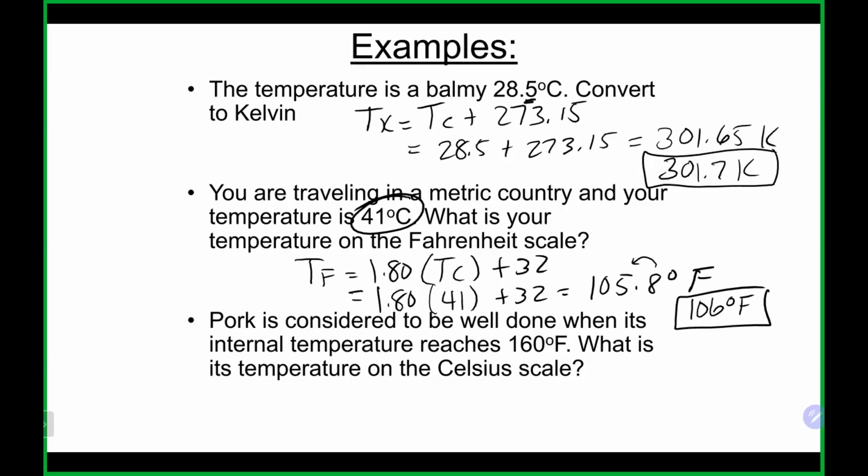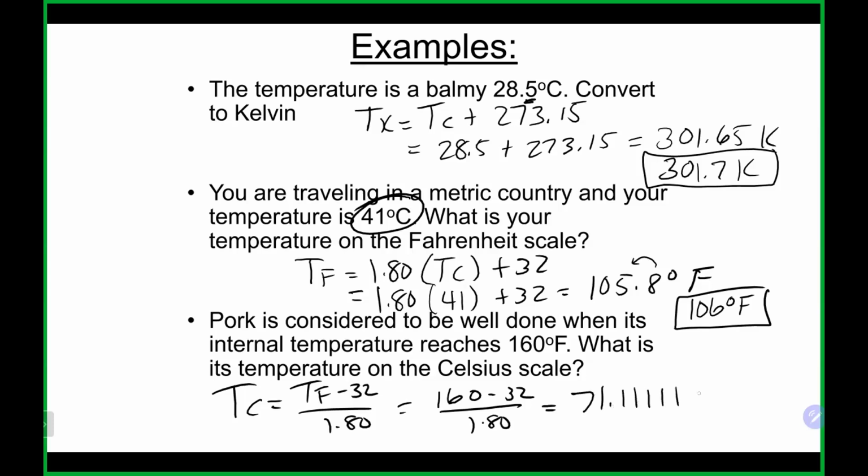Lastly, we got 160 degrees. So our temperature in Celsius is Fahrenheit minus a 32 divided by 1.8. That's going to give us 160 minus 32 divided by 1.8. By the way, just a reminder here, you're going to go 160 minus 32. Make sure you hit equals at the end of that and then divide by 1.8. And you'll get 71.111, a bunch of ones, degrees Celsius in this case.